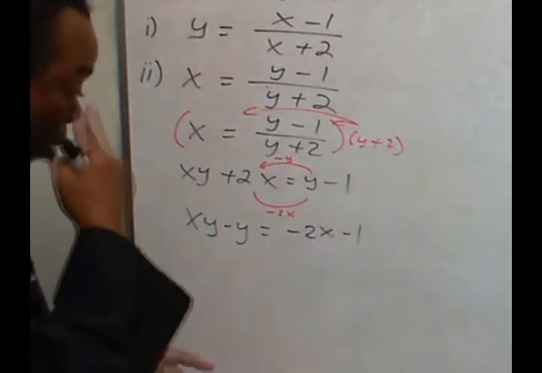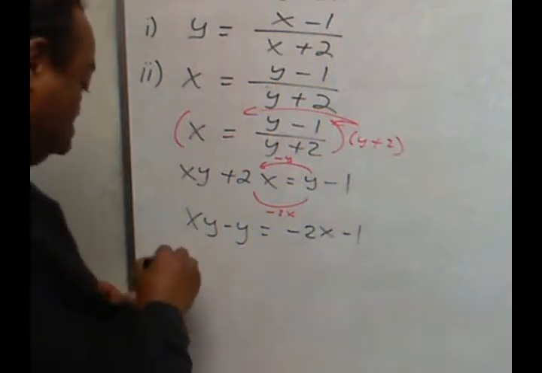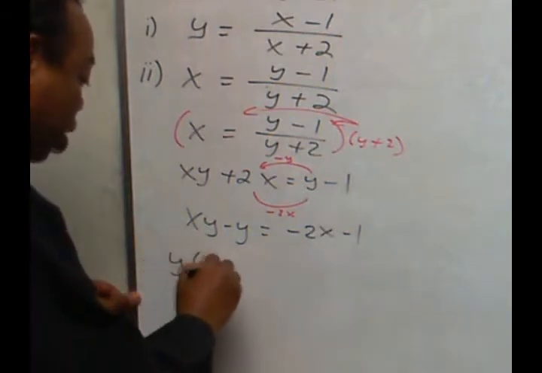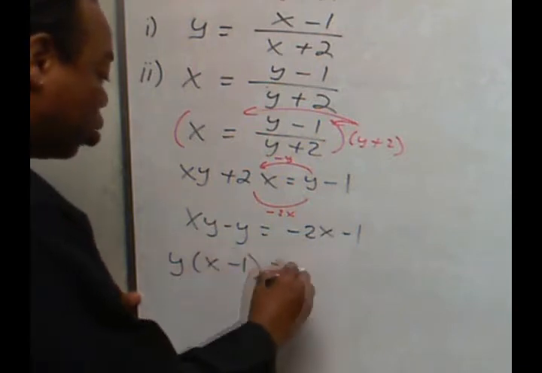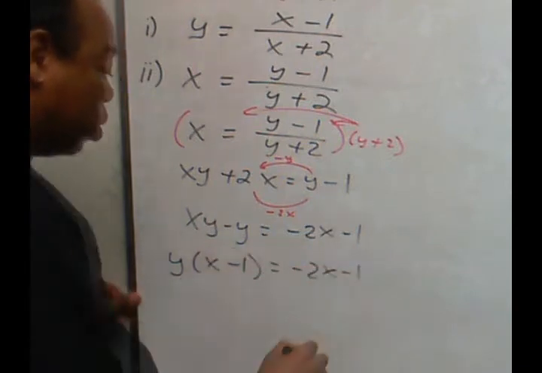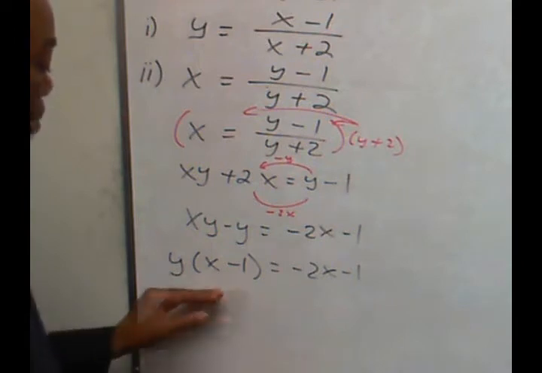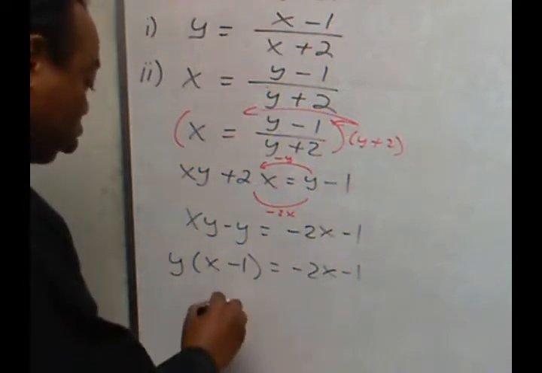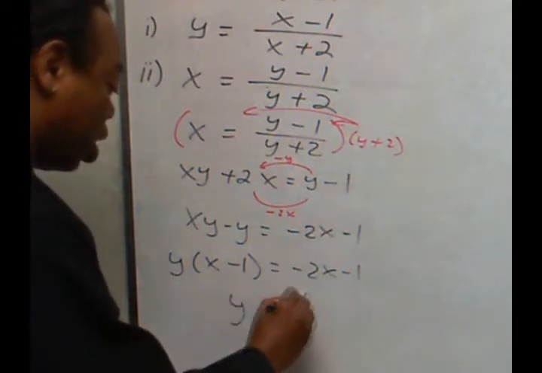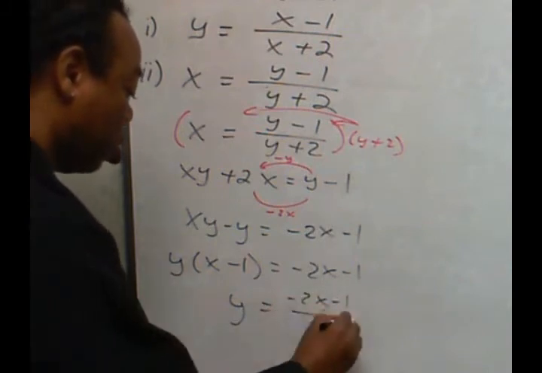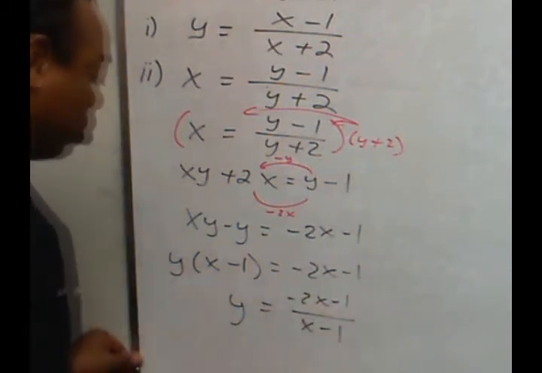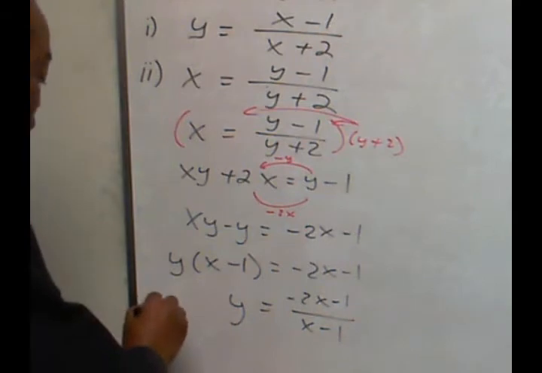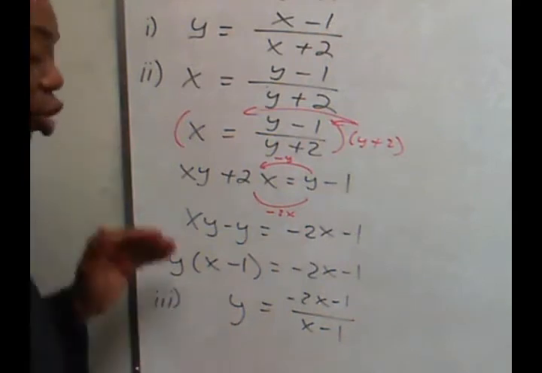Okay, now from here I'm going to factor out my y's. So I have y times x minus 1 equals negative 2x minus 1. And then we'll divide both sides by x minus 1. So we'll end up with y equals negative 2x minus 1 all over x minus 1. And this completes step 3, solving for y.